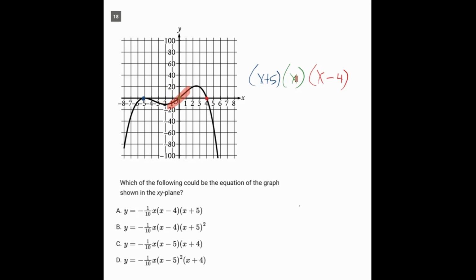This one is crossing, so that's going to be to the first power. And this one is crossing, that can be to the first power. But this one is bouncing off. The x plus 5 factor, which came from the x-intercept of x equals -5, that one has to be to the second power. So we're looking for x plus 5, x minus 4, and x, with the x plus 5 being to the second power. And so we have the x plus 5 to the second power right here, x minus 4 to the first power, x to the first power. And so we know that this has to be answer choice B. It's the only one that fits what we said.